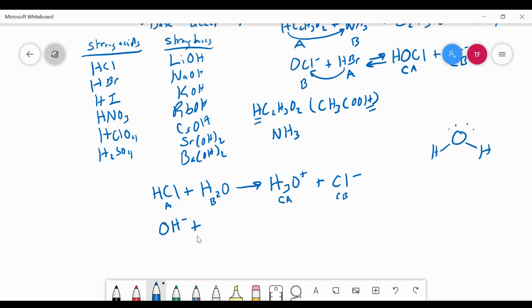So for bases, we're going to talk about what bases actually do when you put bases into water. With acids, it's really clear. The acid gives away its hydrogen. With bases, there's a couple of different things.